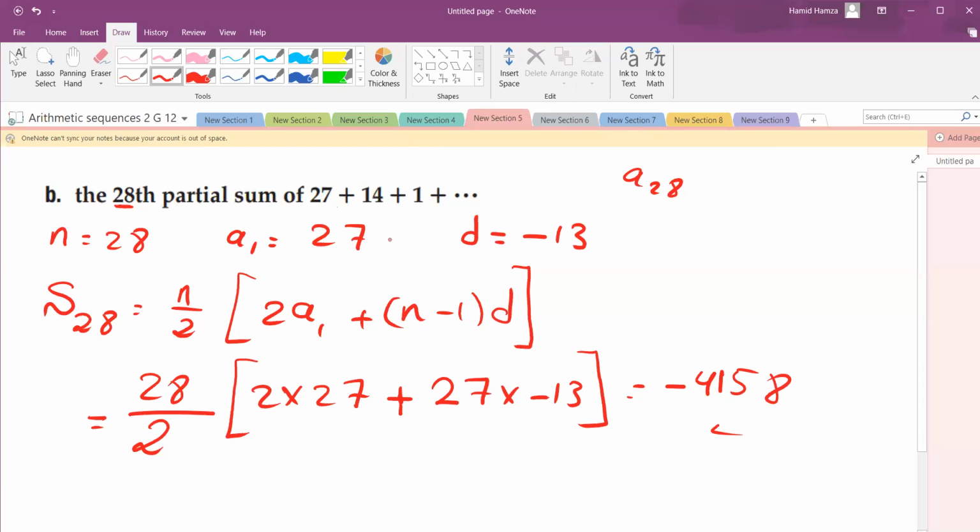Okay. So the answer will be negative because the series decreased. So from this term, we will get a negative number. You will notice that most of the terms of this series will be negative. Because of this, the answer will be negative. Only the first three terms of it are positive, and the rest of the 25 terms will be negative.